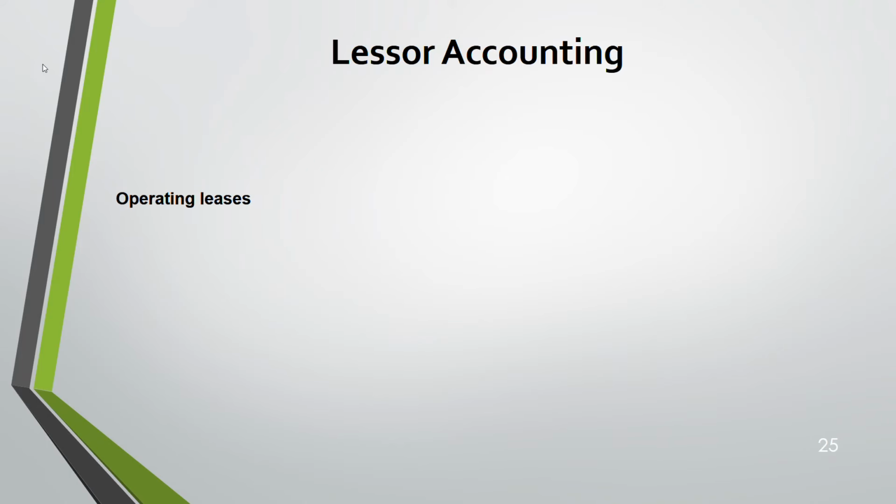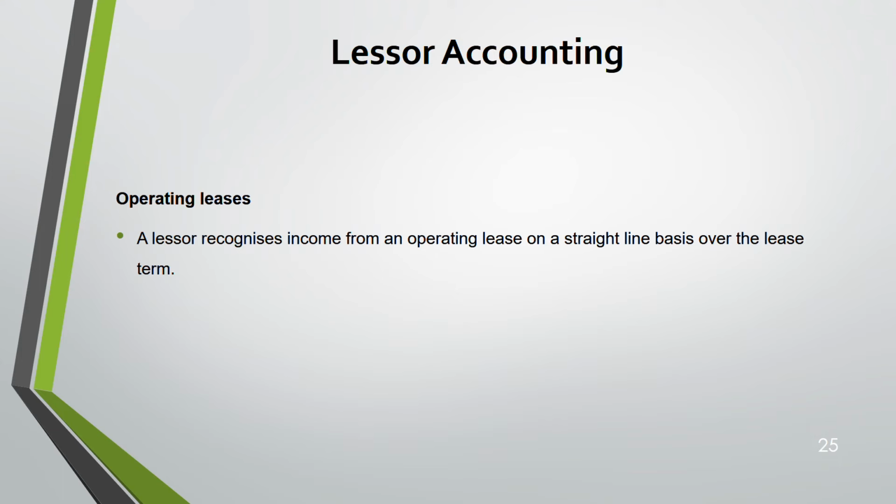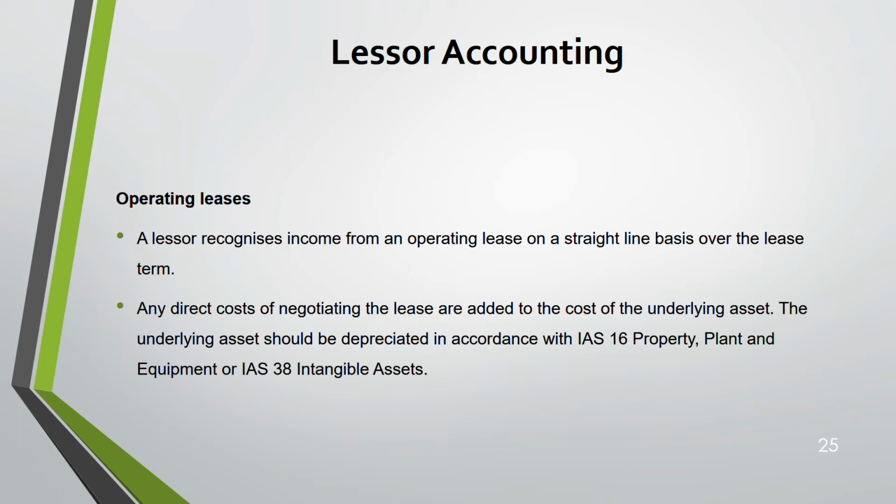Next is operating lease. Operating lease is easier than finance lease because there is less work. Lessor recognizes income from operating lease on a straight line basis over the lease term, and any direct costs of negotiating the lease are added to the cost of the underlying asset and then depreciated in accordance with IAS 16 or IAS 38. It will be depreciated if it's a tangible asset according to IAS 16, or amortized if it's an intangible asset according to IAS 38.